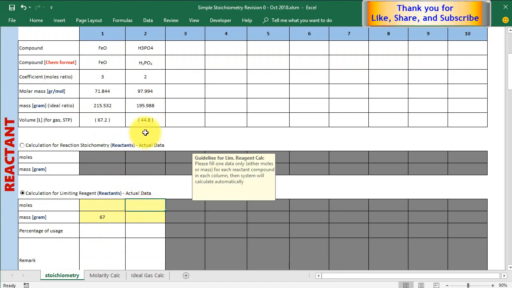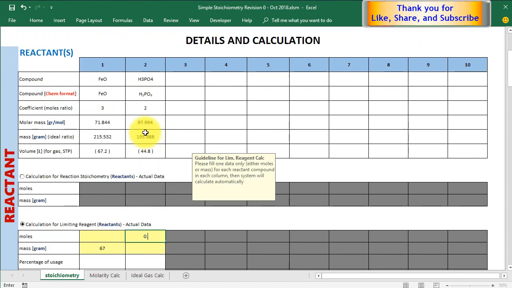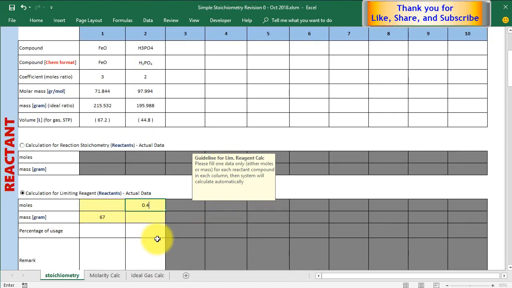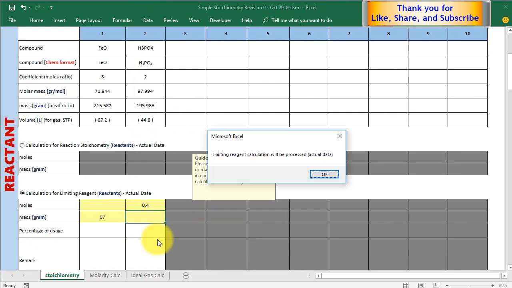And if we have 0.4 of phosphoric acid, and we hit enter. Yeah, the limiting reagent calculation will be processed. Click OK.